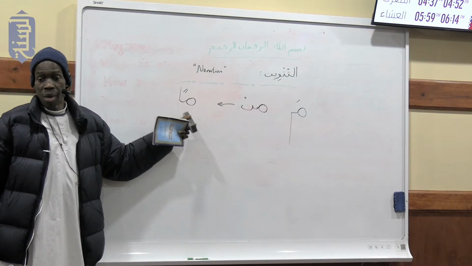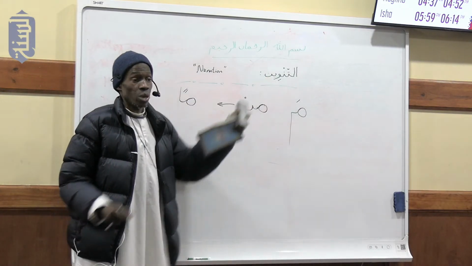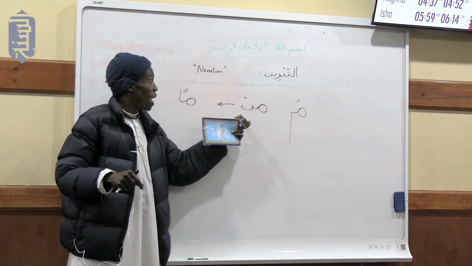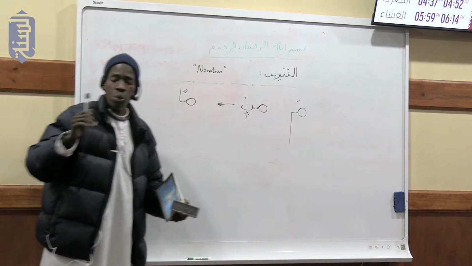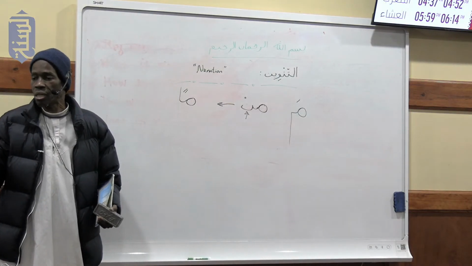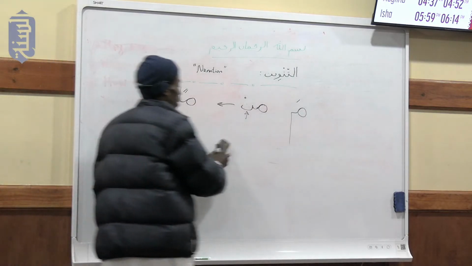So the principle of tanween that we're doing today is just adding a noon sound to the end of a word. Tanween always comes only at the end, not in the middle, not in the beginning. All right? So let's go back to the book.